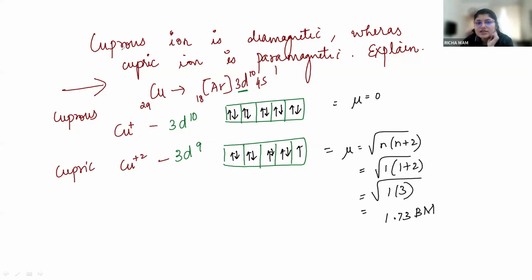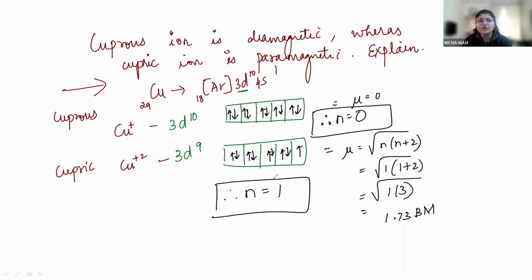So what is asked? Cuprous ion is diamagnetic, whereas cupric ion is paramagnetic. Explain the reason. Because in cuprous ion the number of unpaired electrons is 0, and in cupric ion the number of unpaired electrons is 1. Therefore, cupric ion is paramagnetic in nature and cuprous ion is diamagnetic. Yes, Shri Varuni has answered it correctly, because there is one unpaired electron, and in Cu+ the d shell is filled. Yes, very good.